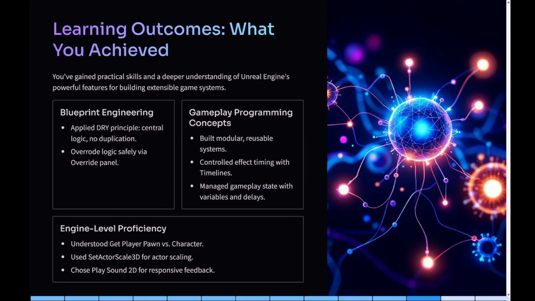So in the beginning, we set out to create a power-up that would make the player grow bigger when they touched the object. But what we actually did was blueprint engineering. We used DRY principles, central logic, no duplications, and we overrode logic safely with the override panel. We built modular and reusable systems. We controlled effect timing with timelines and managed gameplay states with variables and delays. And we also learned more about the engine, what set actor scale is, what play sound 2D is, and when to reference player pawn or character.